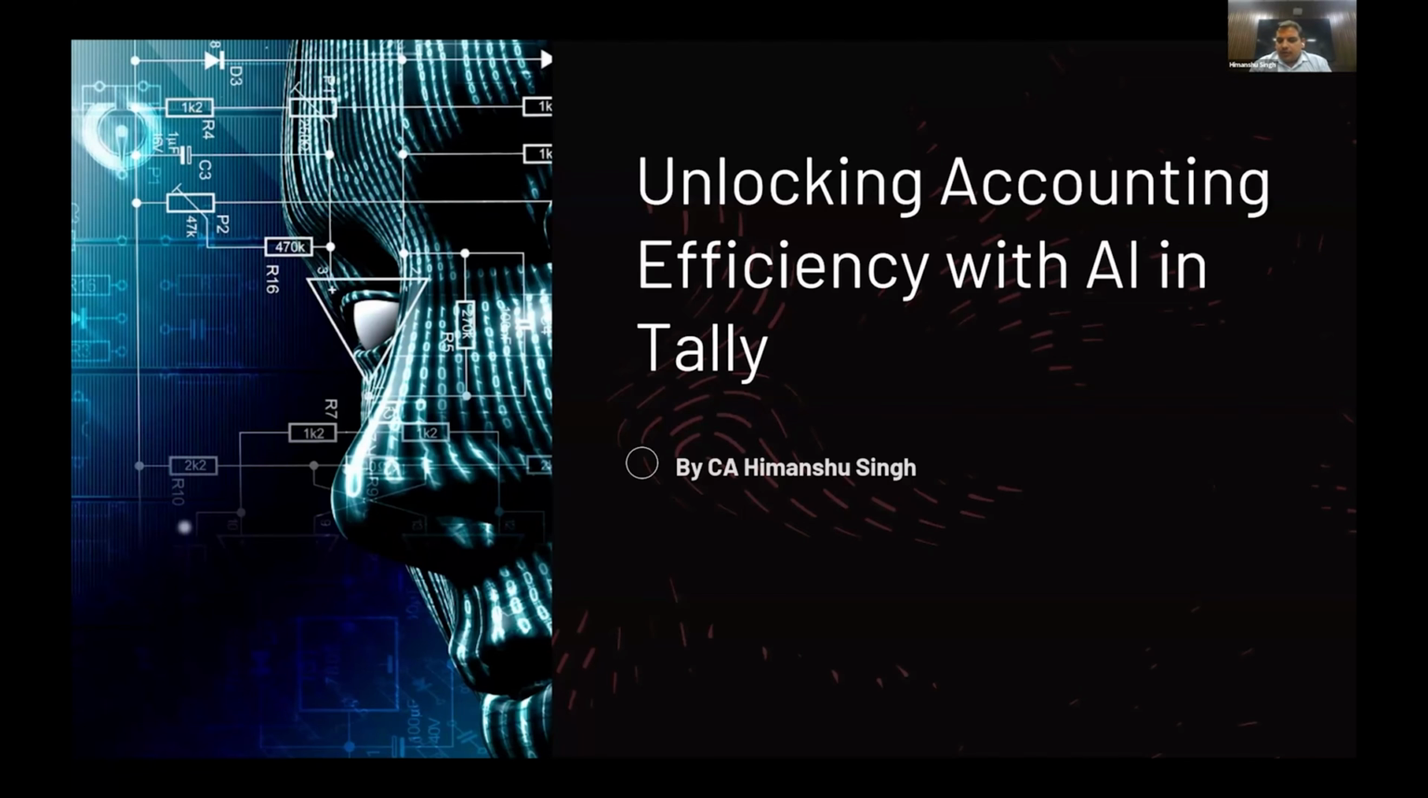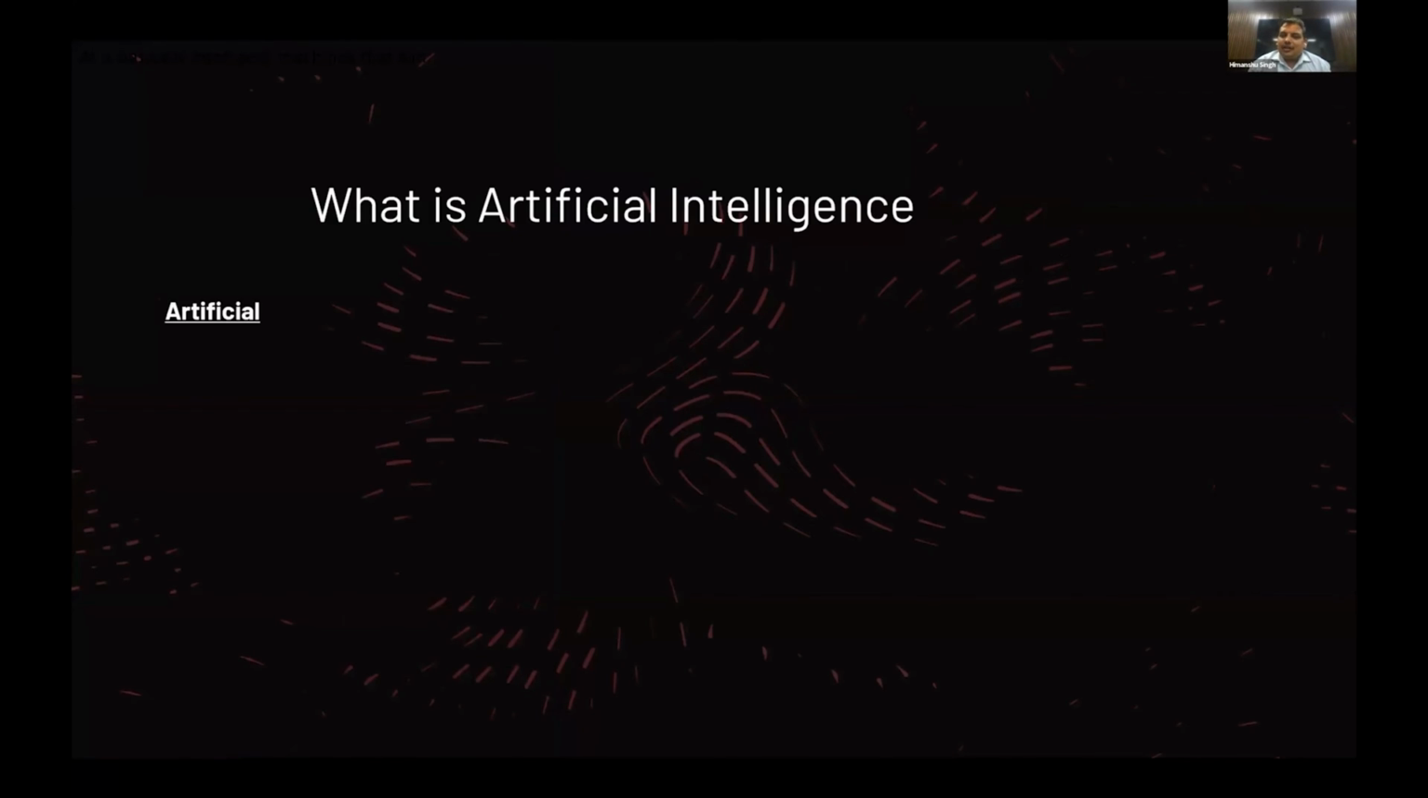So basically, what is AI and how can we use it in our day-to-day accounting activities using Tally and any other accounting platform? First of all, when we talk about AI, people think that AI is artificial intelligence and that it is going to kill the jobs of many people, many CAs in future. But in my simple understanding, AI is basically artificial. Artificial means it is made by humans like us.